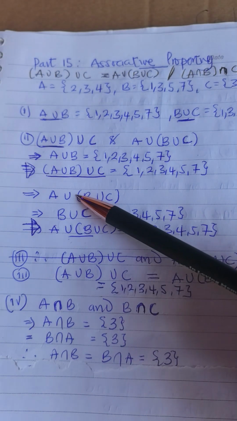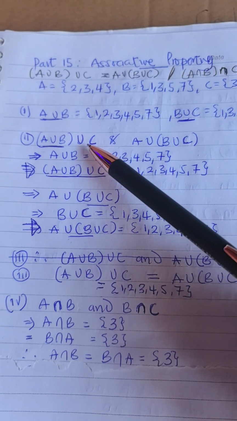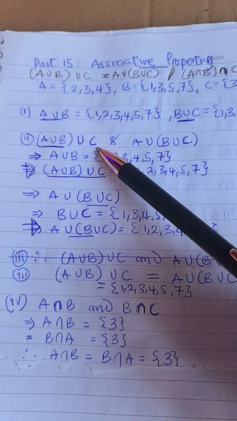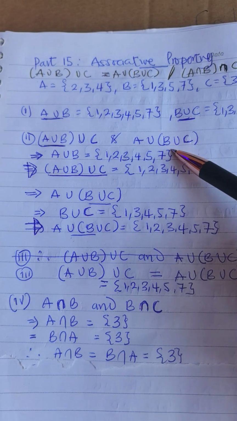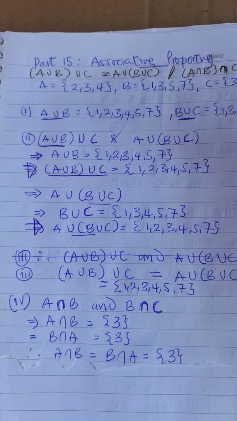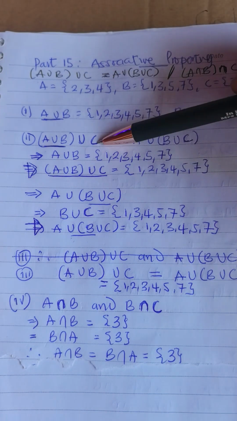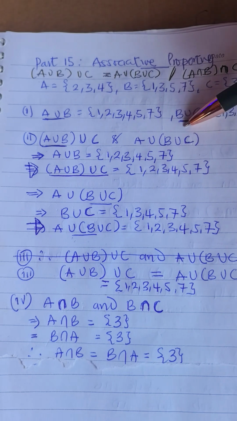Now let's move on to II. The II is saying that we are looking for A union A union B, bracket close, then union C, and then we move on to A union, bracket B union C. Right. So the first thing is to solve this first one before moving to this side.